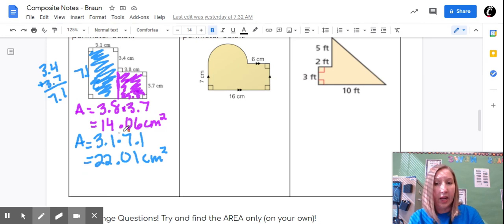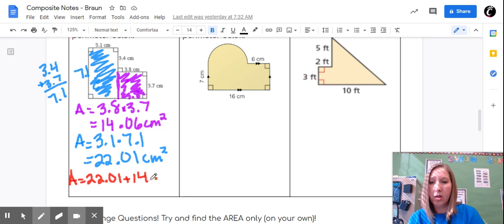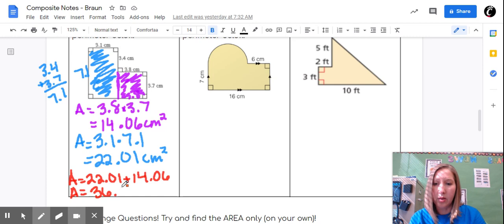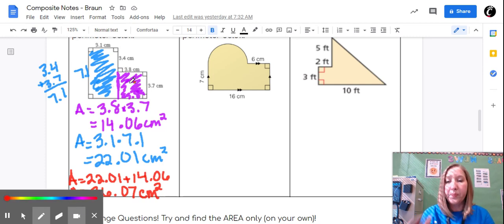And if I want to put this all together to find the area of my composite shape, I'm going to go ahead and add these two areas together. So to find my total area, I'm going to do 22.01 plus 14.06. And when I add those two together, I have an area of 36.07. And that is centimeters, so it's centimeters squared. So that is going to be my total area.